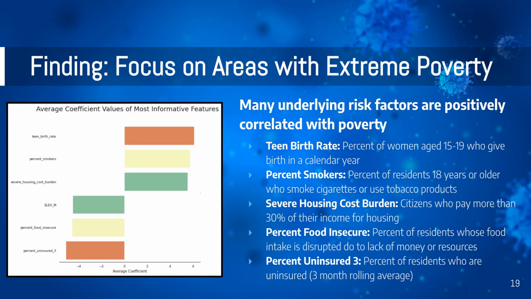I also found that we need to focus on areas of extreme poverty because many of the underlying risk factors are positively correlated with poverty. So for example, high teen birth rate leads to higher risk. High percent smokers leads to higher risk. Severe housing cost burden leads to higher risk. Percent food insecure leads to higher risk. So these are just fascinating interactions that I think we do need to take a closer look at.